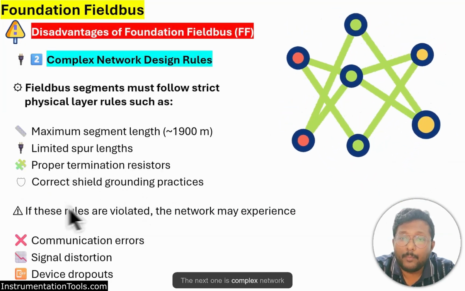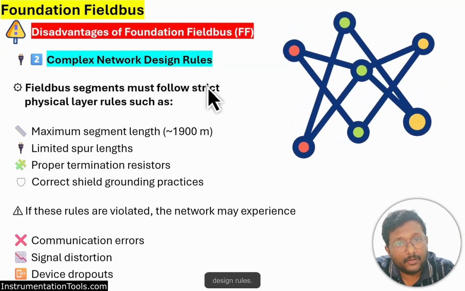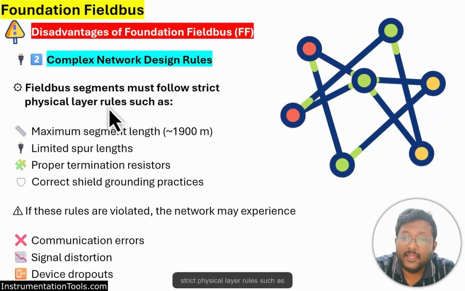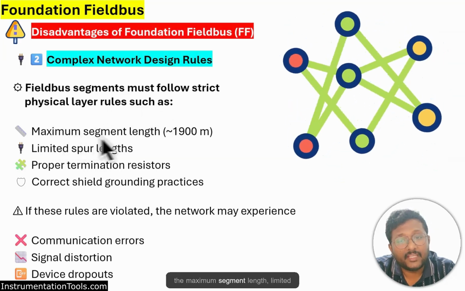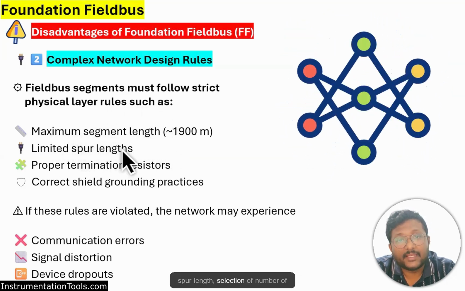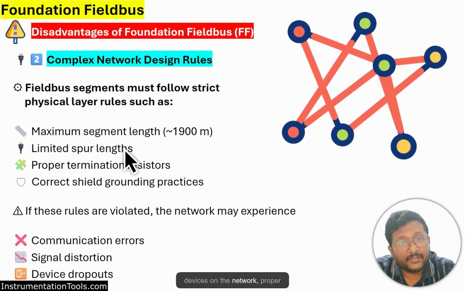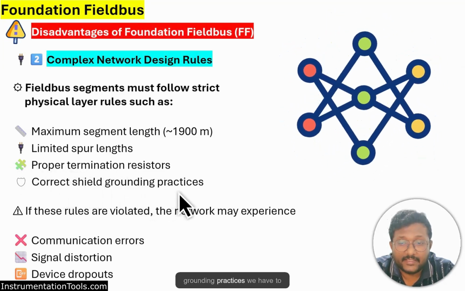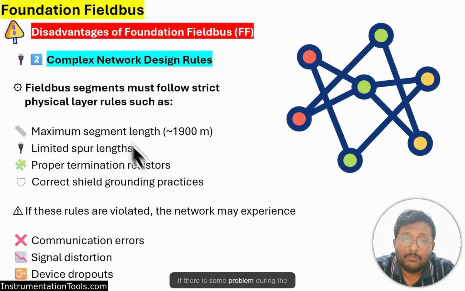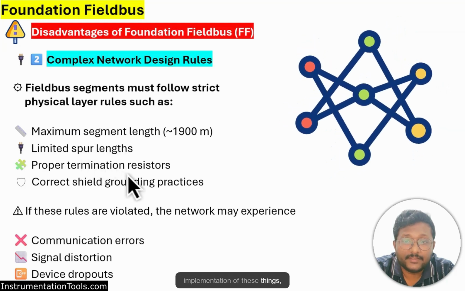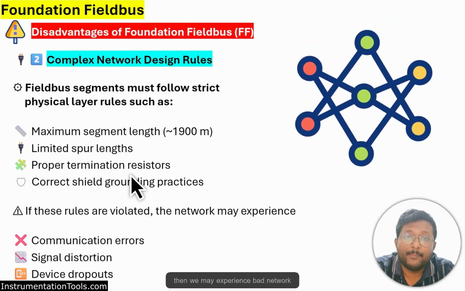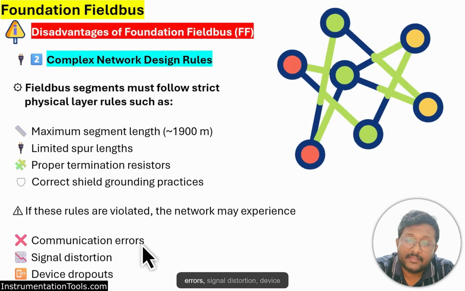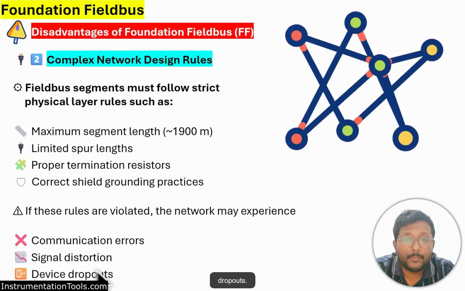The next one is complex network design rules. The fieldbus segments must follow strict physical layer rules such as the maximum segment length, limited spur lengths, selection of the number of devices on the network, proper termination, and correct shield grounding practices we have to follow. If there is some problem during the implementation of these things, then we may experience bad network communication. Sometimes you get communication errors, signal distortion, device dropouts.